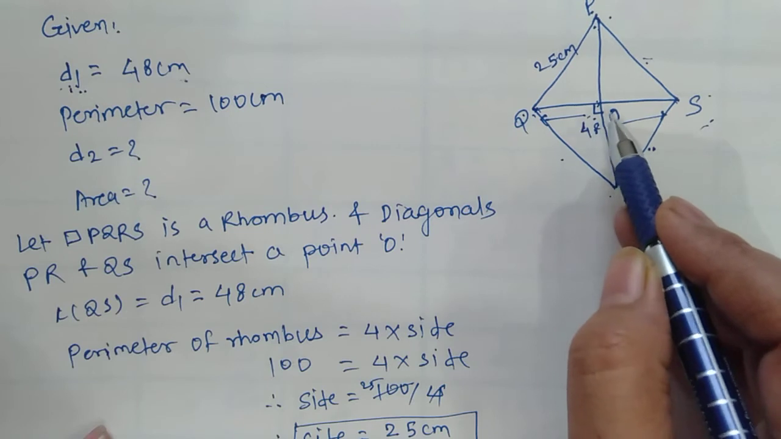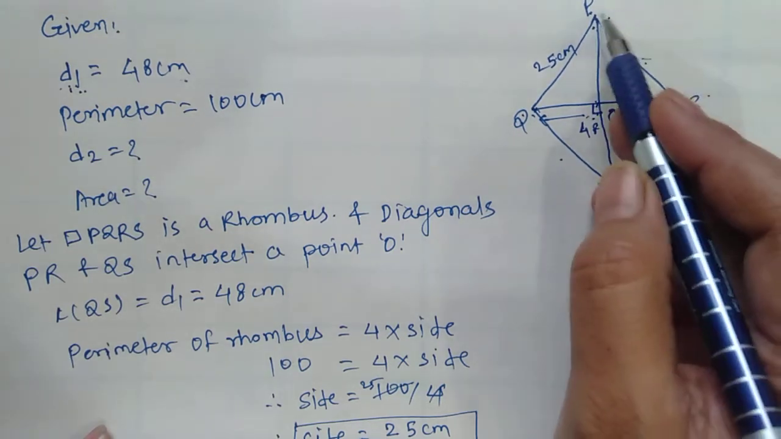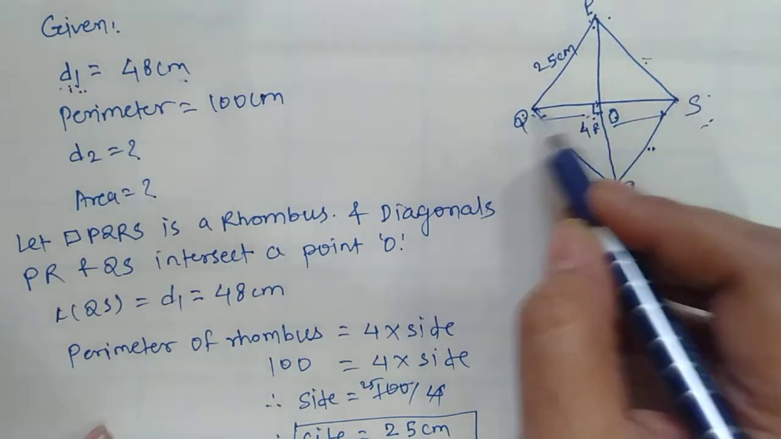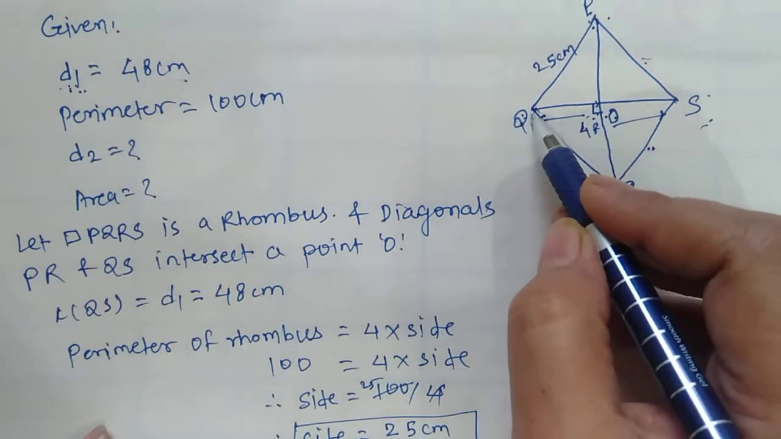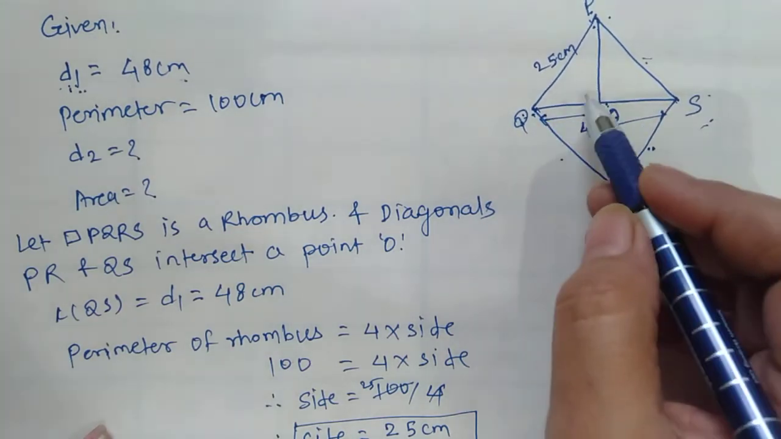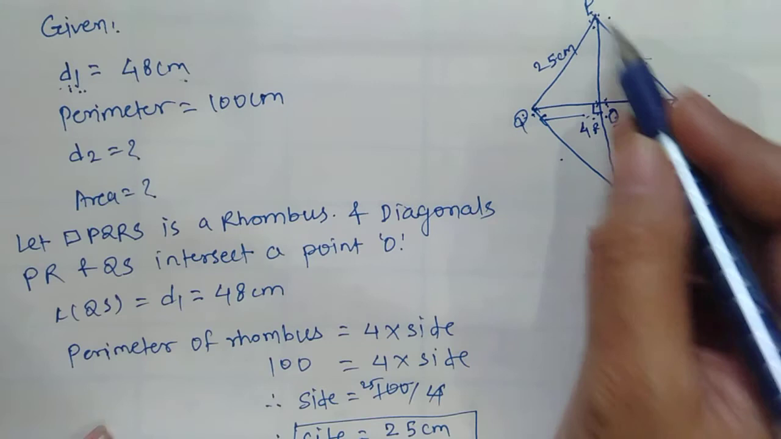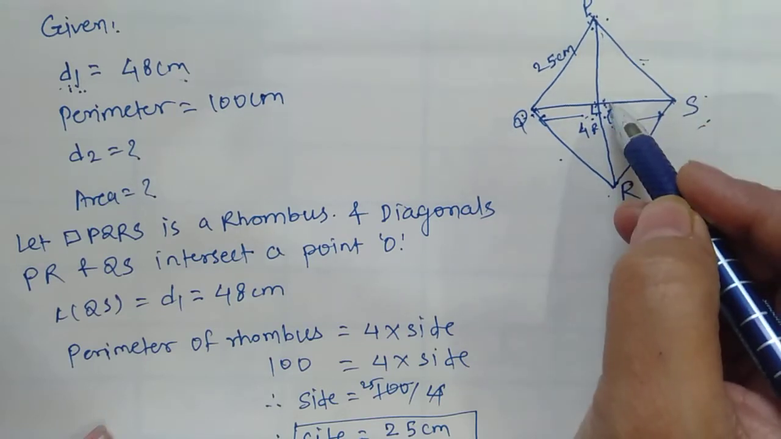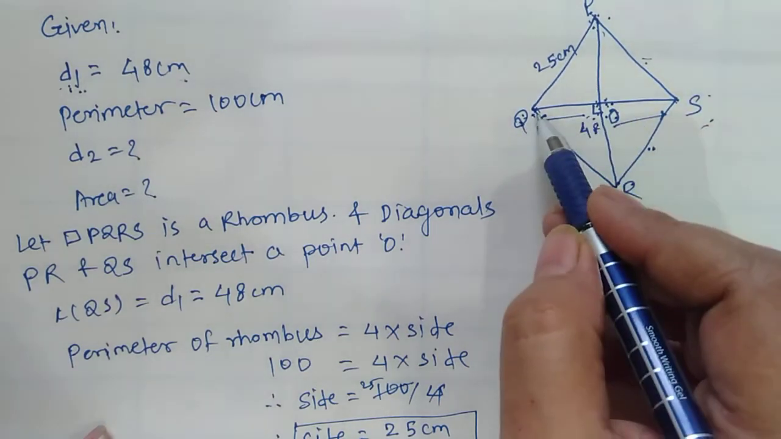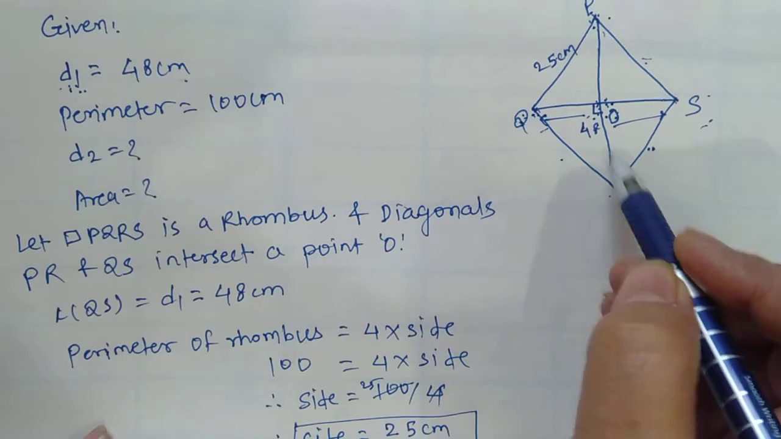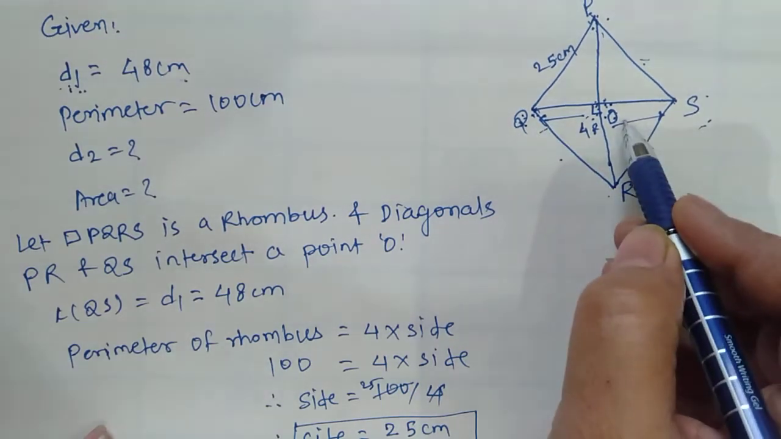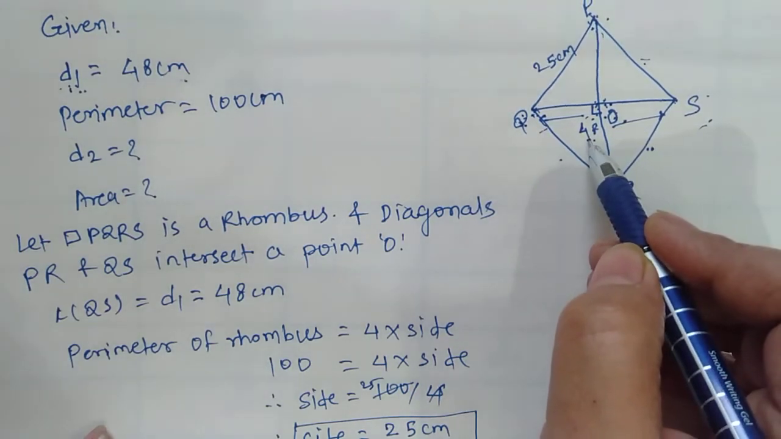perpendicular bisector. So the triangle PQO is a right angle triangle. So by using Pythagoras we can find out the length of PO, because diagonals are bisectors. So length of QO is a half of 48.